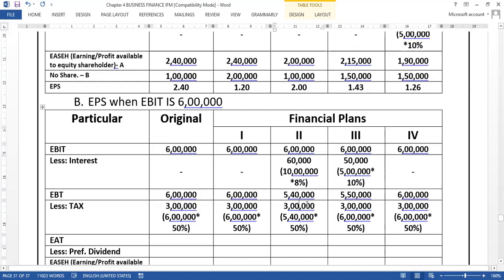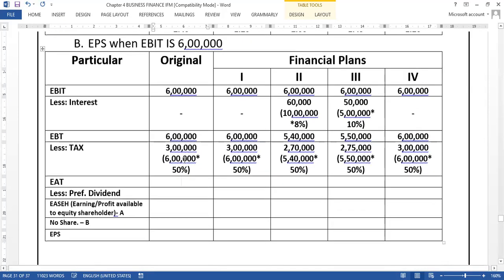2 lakh 70,000. Okay, 2 lakh 70,000. Again, this also there will be slight changes. Here 5 lakh 50,000, again into 50%, will be around 2 lakh 75,000. 2 lakh 75,000. Okay, now we have to minus this.